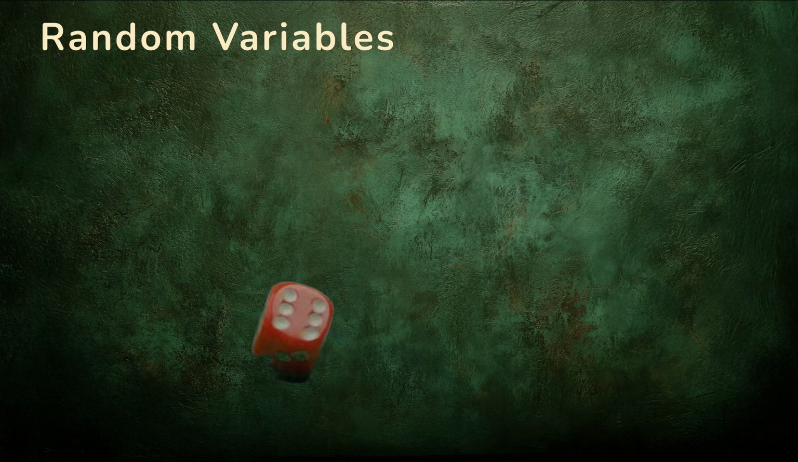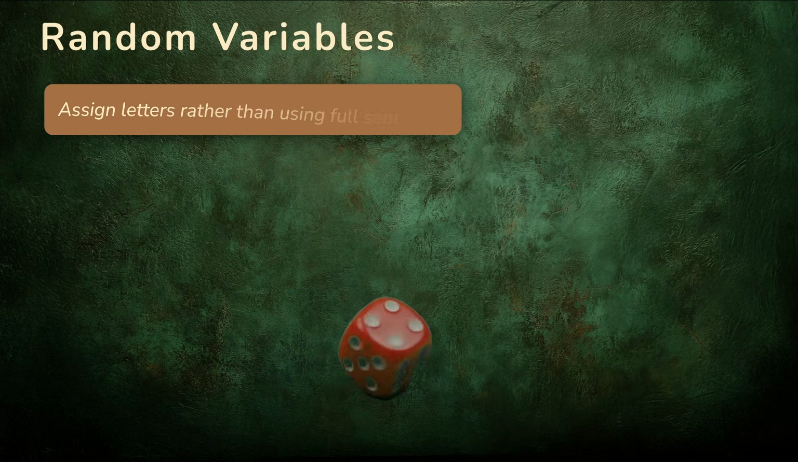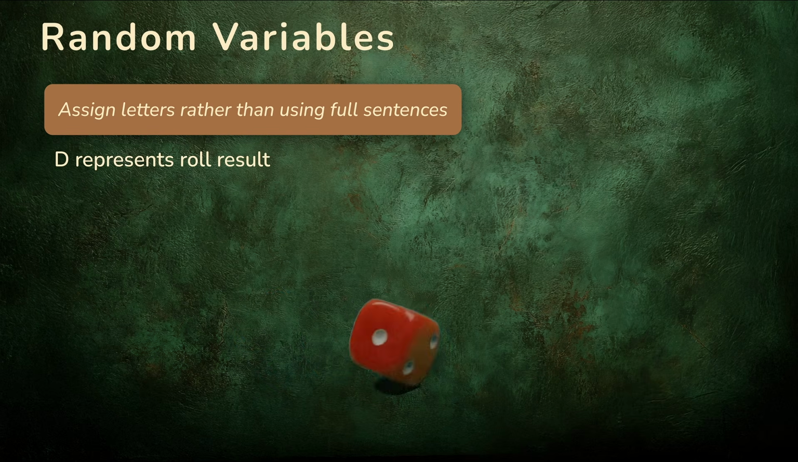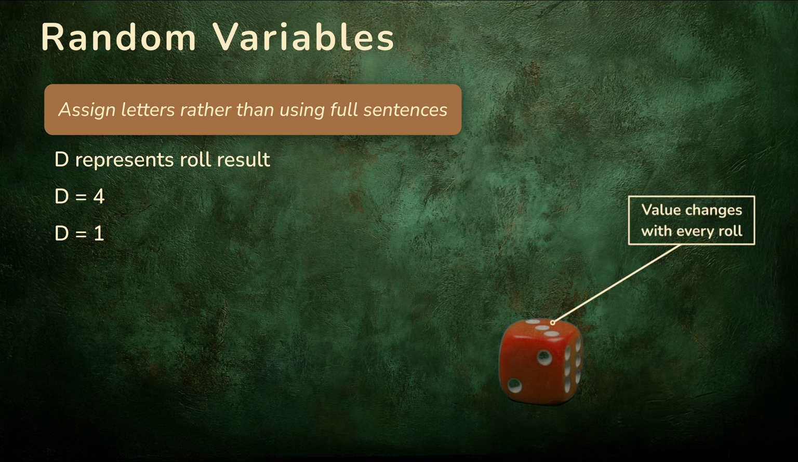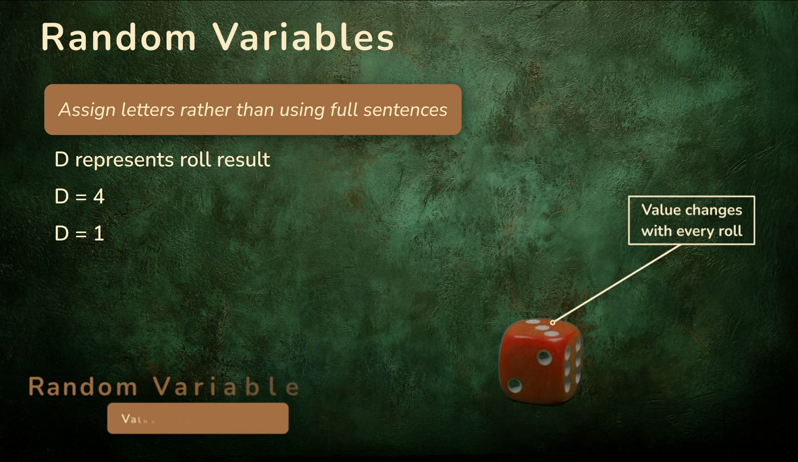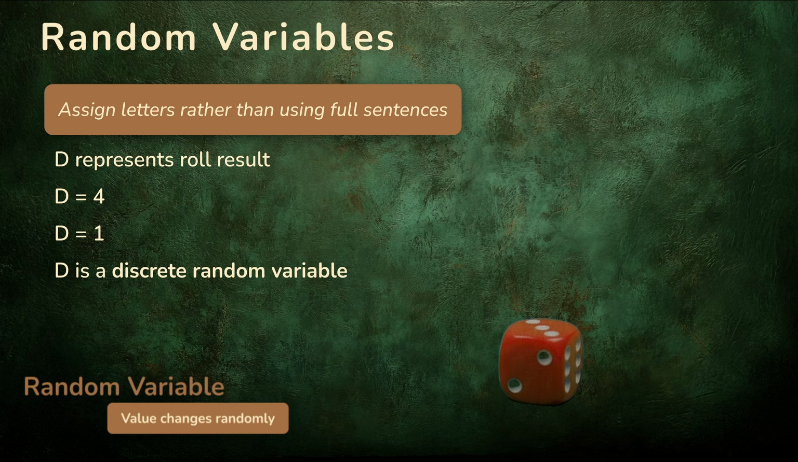Now let's introduce some useful notation. Instead of describing the result of a roll with a sentence, we assign it a letter. Let D represent the result of rolling the die. If you roll a 4, we write D equals 4. Roll again and get a 1. D equals 1. The value refreshes each time you perform the experiment. That's why we call D a random variable. Because a die only has a finite number of outcomes, D is specifically a discrete random variable.